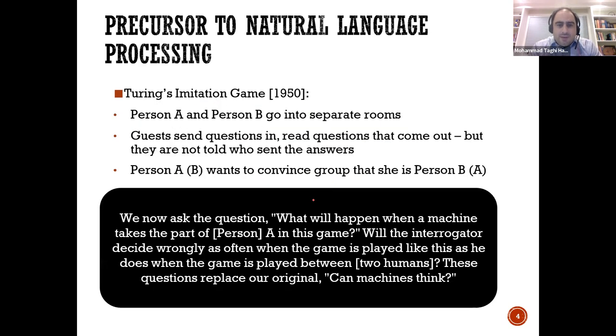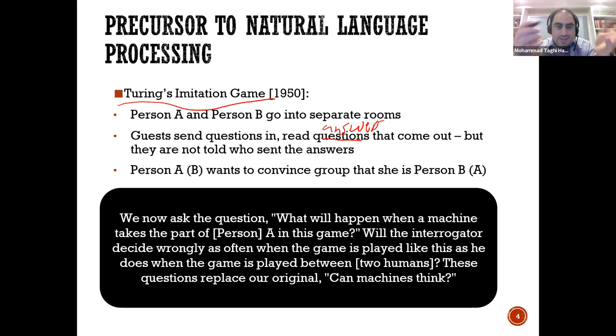So let's start with some history on natural language processing. The first one, probably relevant, is the Turing imitation game, which is back in 1950. Here there are two persons, person A and person B. Both of them go into separate rooms. Then the guests come and send in questions and read the answers that come out, but they don't know who has given each answer.